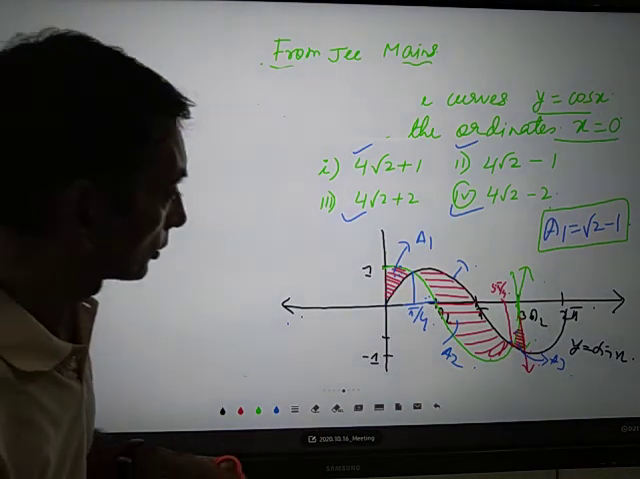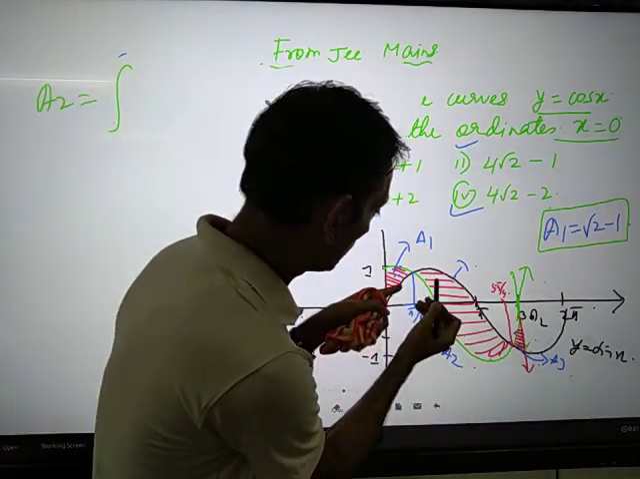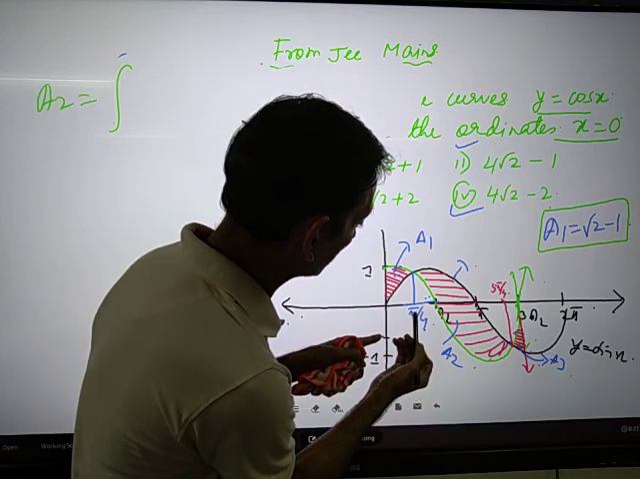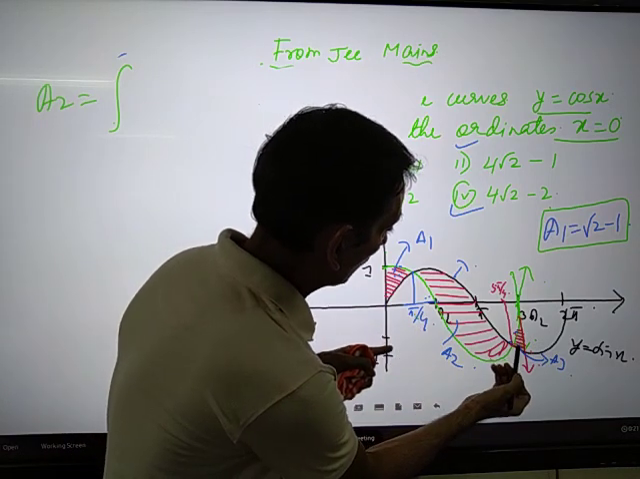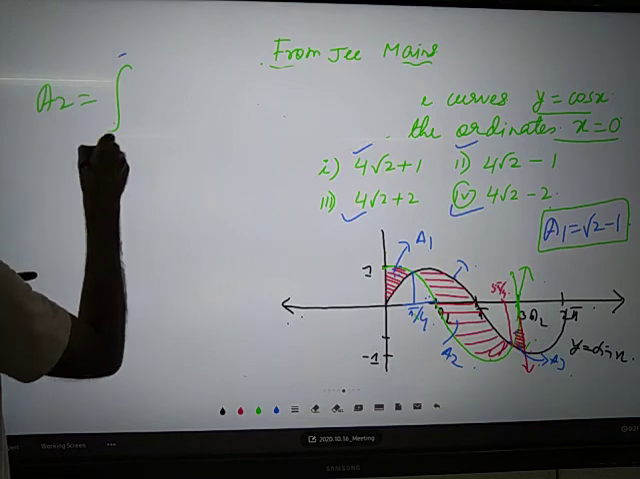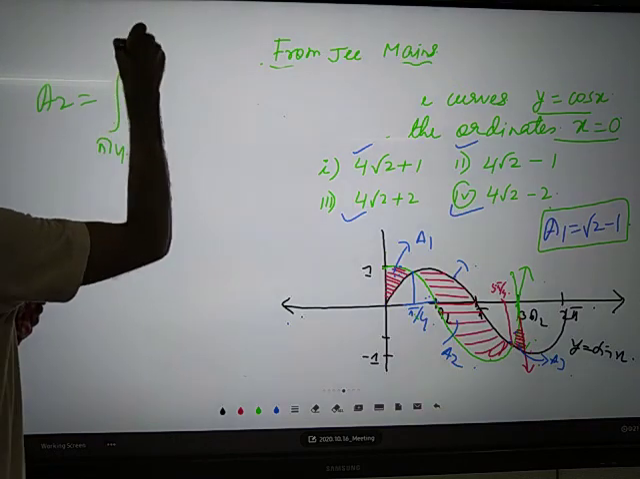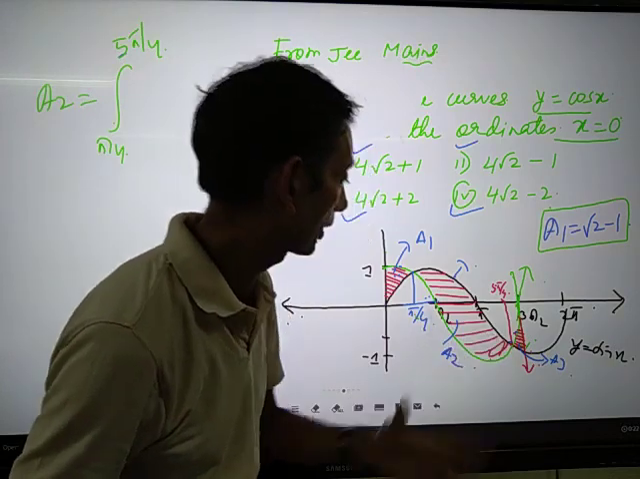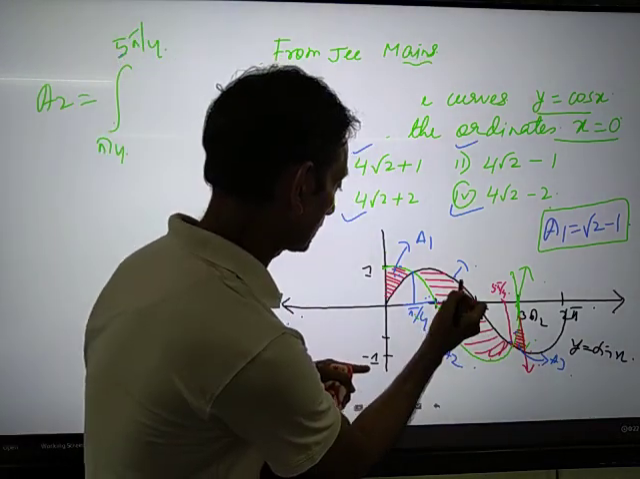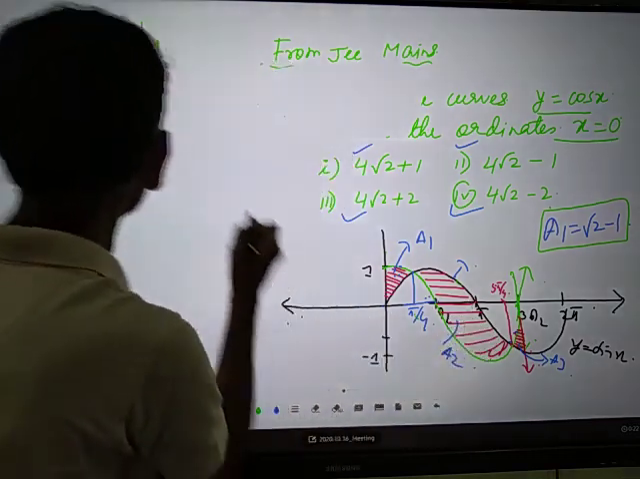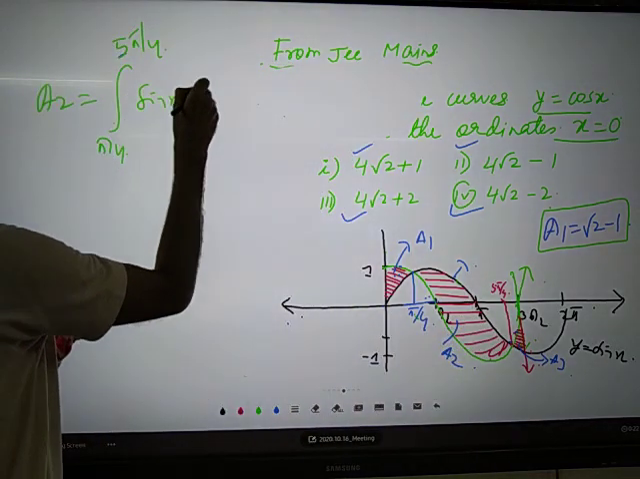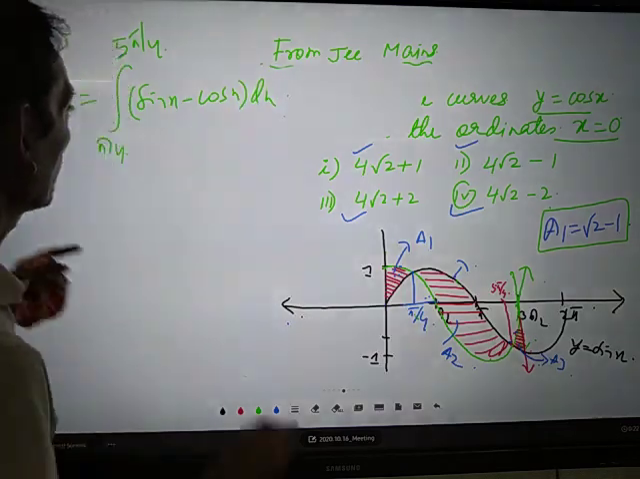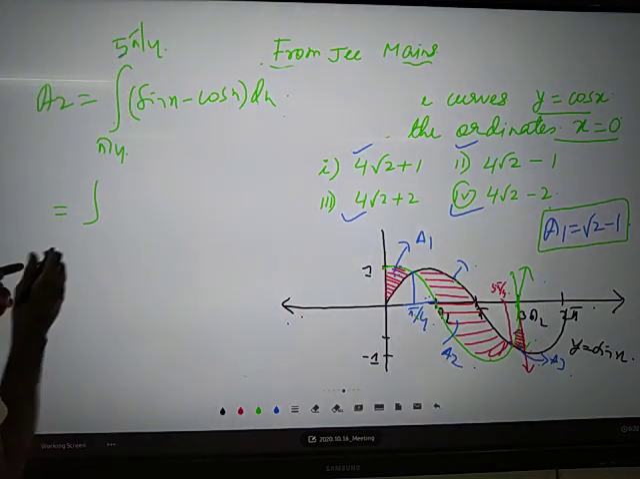A2. To determine this portion, that is the second shaded portion, you need to integrate from pi by 4 to 5 pi by 4. Now let us see, in this particular interval, which function is greater. Sin x is greater than cos x, so it will be sin x minus cos x dx. Okay, and we'll integrate now.